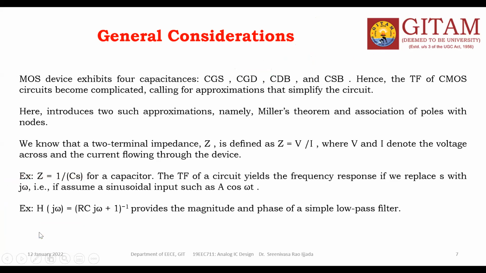Yeah. So on the last line, you have H of j omega is equal to (RC j omega plus 1) inverse. That means 1 by 1 plus s, where in place of s you should write s into RC. This is the low pass filter. Low pass filter transfer function is 1 by 1 plus sRC. For high pass filter, it is 1 plus 1 by sRC.